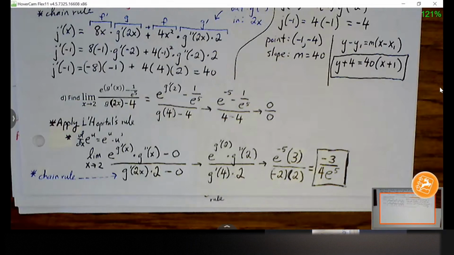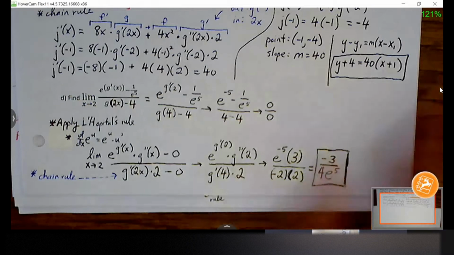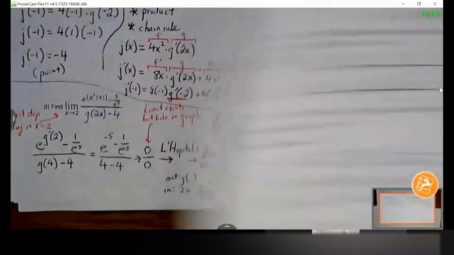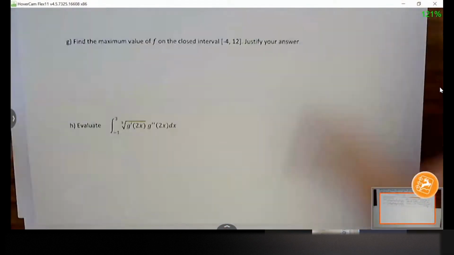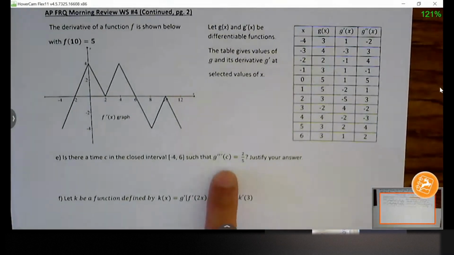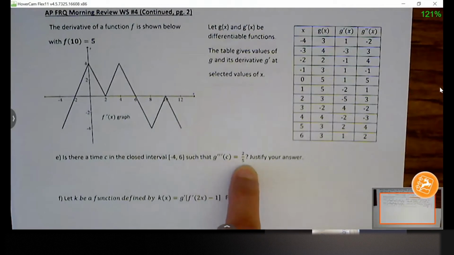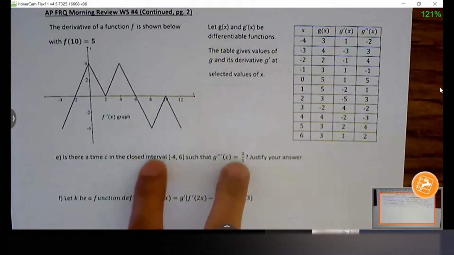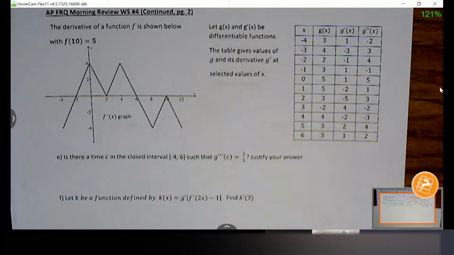Good with the first page? Yes. All right. On page 2, Part E says, is there a time C on the closed interval from -4 to 6 such that G triple prime is equal to 2/5? All right. What does this remind you of?